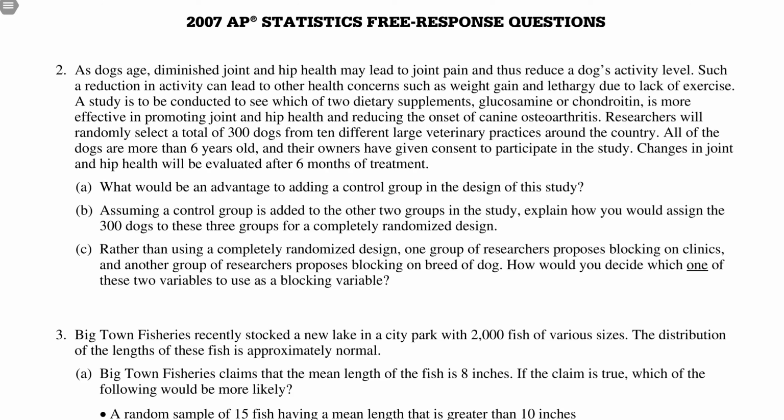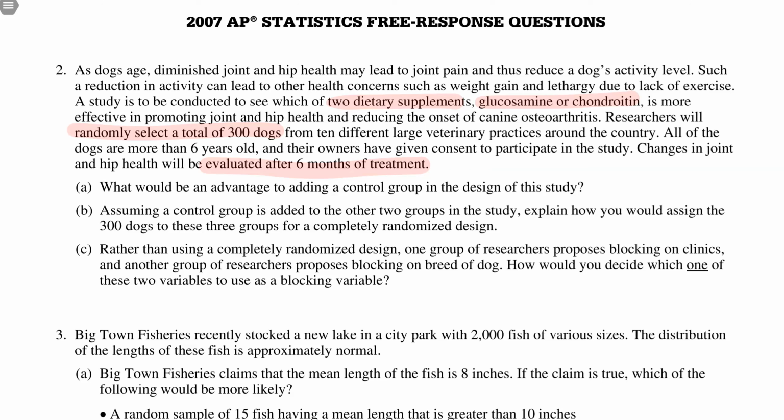So I really liked this question. Let's break down what exactly we have going on here. So we're looking at a study to compare two different dietary supplements, glucosamine and chondroitin, and we're trying to figure out which one is better at promoting hip and joint health in older dogs. So we are randomly selecting 300 dogs, and they will be given, I guess, these two different treatments. They don't say anything about the random assignment. They haven't explained what they're doing. They just said, we're going to go ahead and do this, and we'll evaluate them after 6 months of taking these dietary supplements. So A asks, what's an advantage of adding a control group?